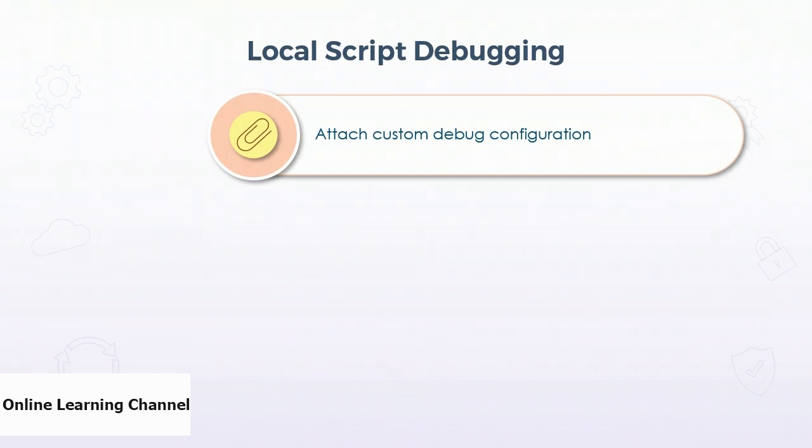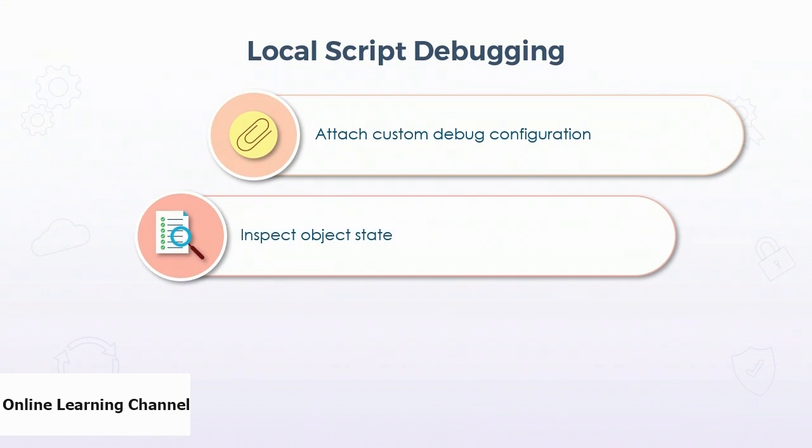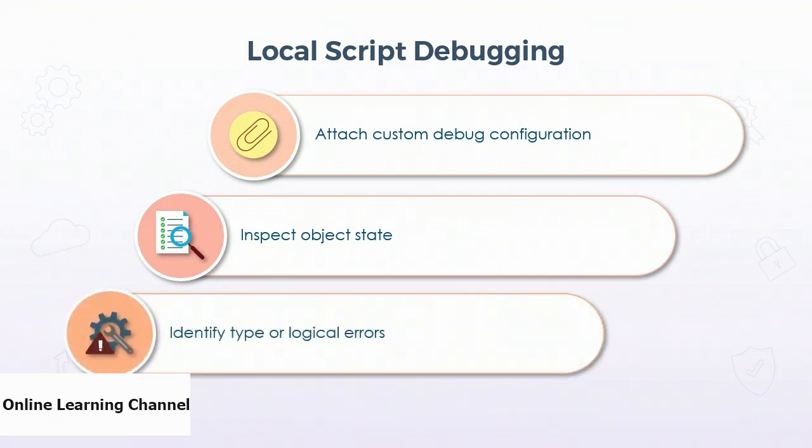And once you've attached to your local system, you can much more easily inspect object state. So you can send in very specific data and watch each and every individual object in the workflow. You can assess how data's changed as it flows through the logic and where the state actually falls apart, and why. Now this strategy can also help you identify type errors, or even logical errors.